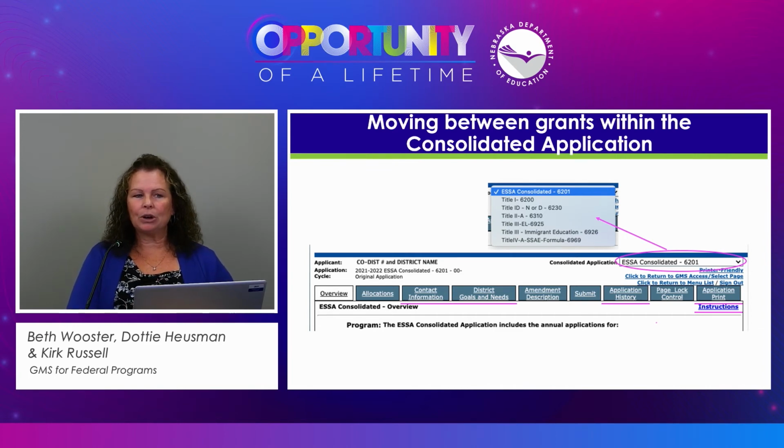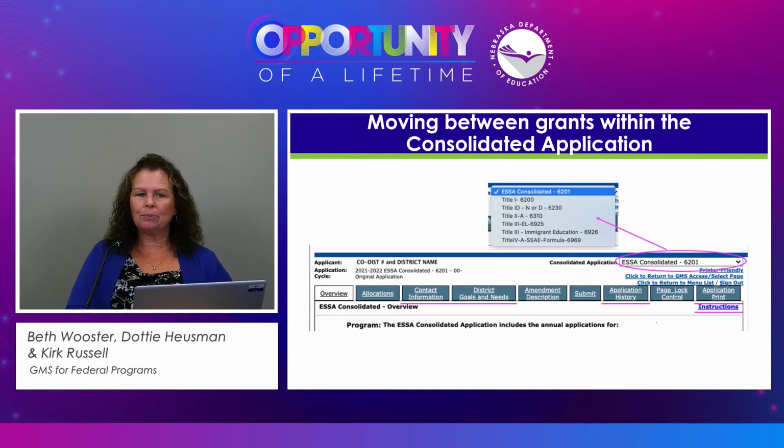Then the district goals and needs on the consolidated grant feeds into all of the other grants. As you fill out the district goals and needs pages, any of them that you are funding with the different grants will feed into the budget. So this has to be done before you can do anything. If you don't select a funding source in the goals and needs, and you were to go into one of those other grants, you would not have a budget. So you have to work through the steps in the ESSA Consolidated before you move on to the other grants.